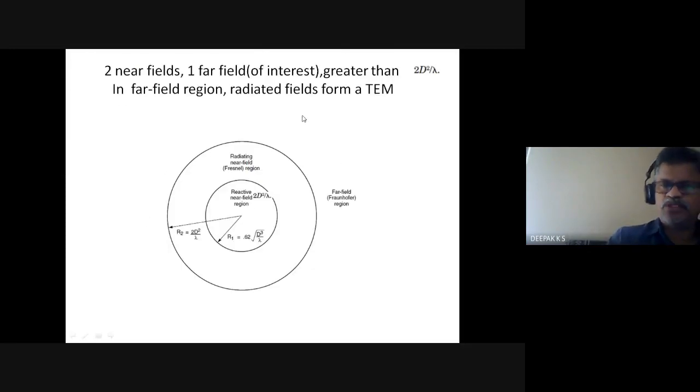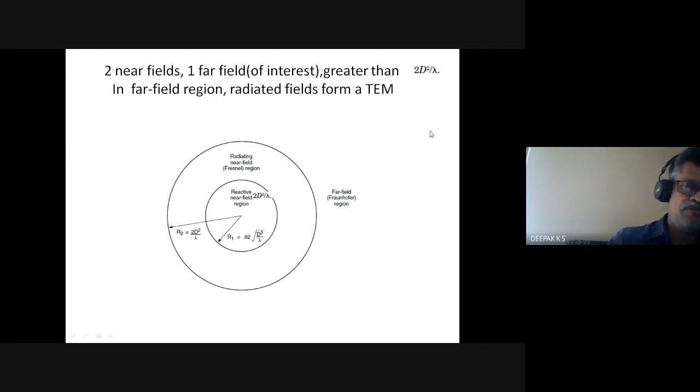And we don't go into theory, but there are two near fields, and there is one far field. Far field is distance greater than 2d square by lambda, where d is the largest dimension of the antenna. So basically, we are concerned with the far field, in which radiated fields form a transverse electromagnetic wave. Electric and magnetic field are perpendicular to each other, and both are perpendicular to the direction of propagation.